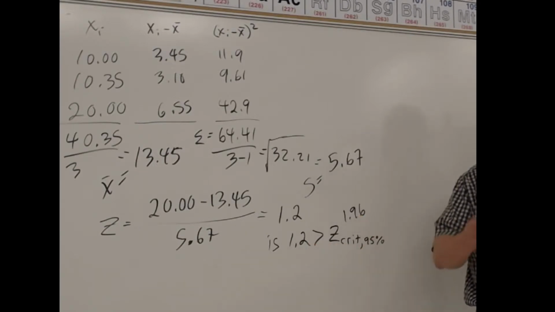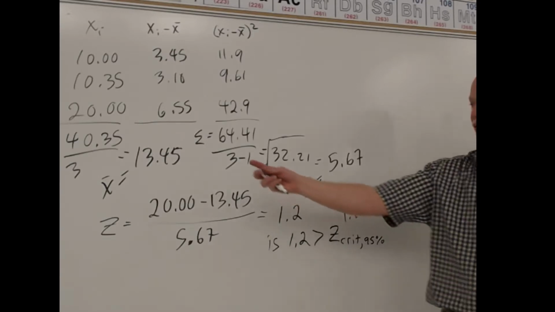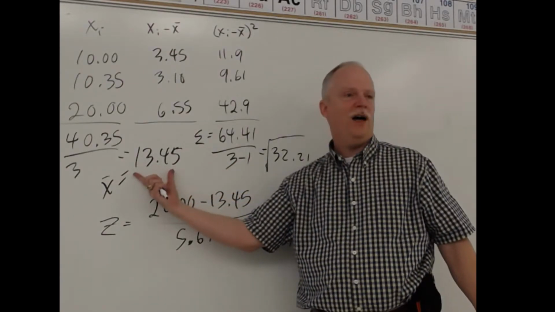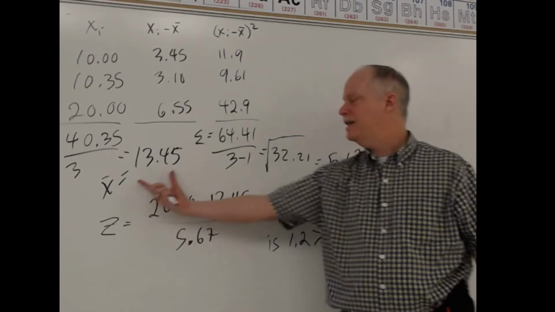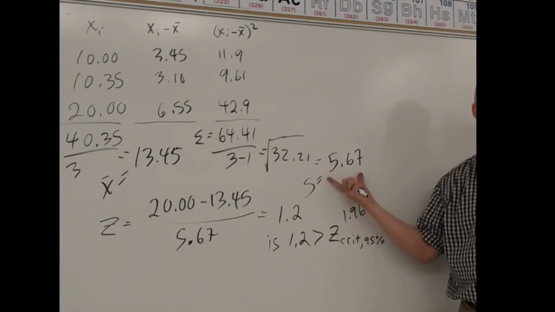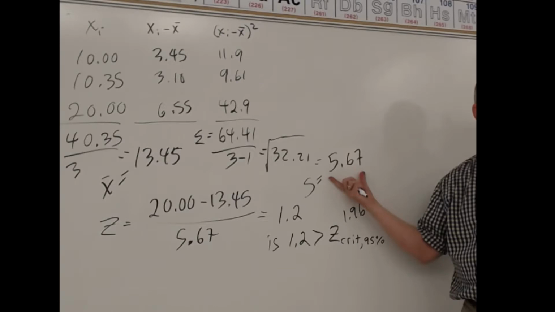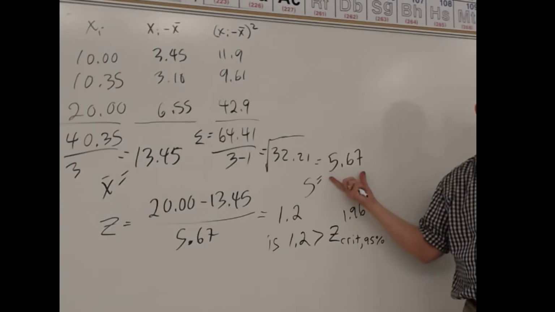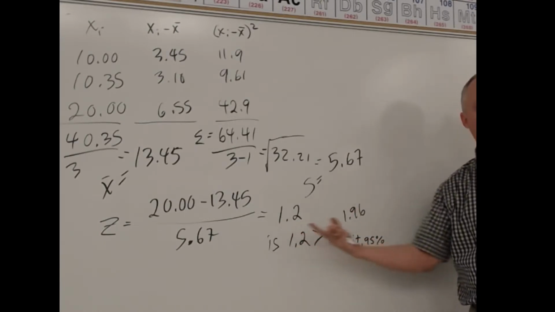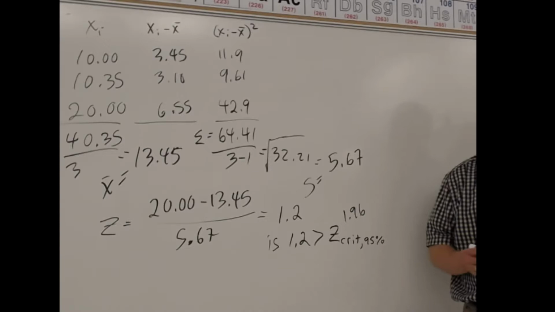See what we're testing? We're saying our confidence limits, if we wanted a 95% confidence limit around 13.45, would be 1.96 times our standard deviation. And we're just seeing if 20 is that far out. Okay. And it's not. It's 1.2 out, and 1.96 would be our cutoff.